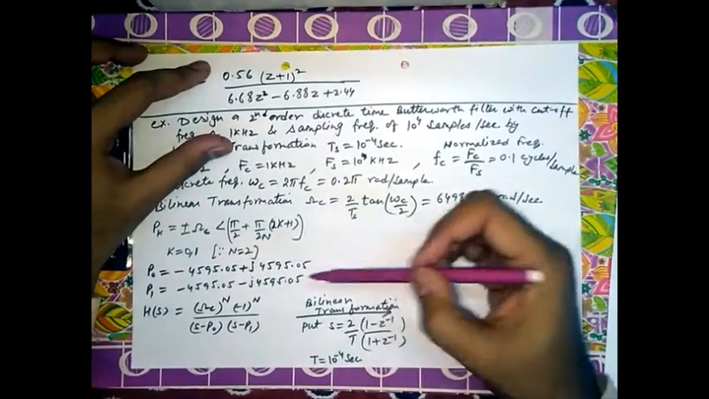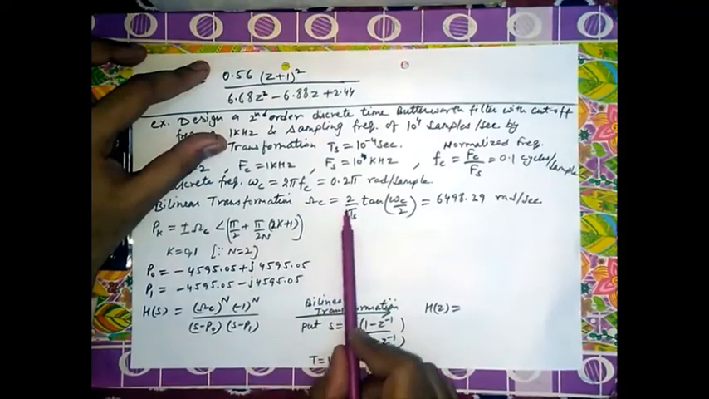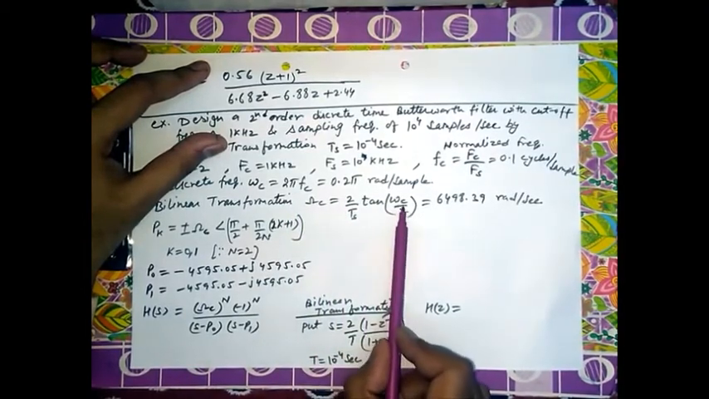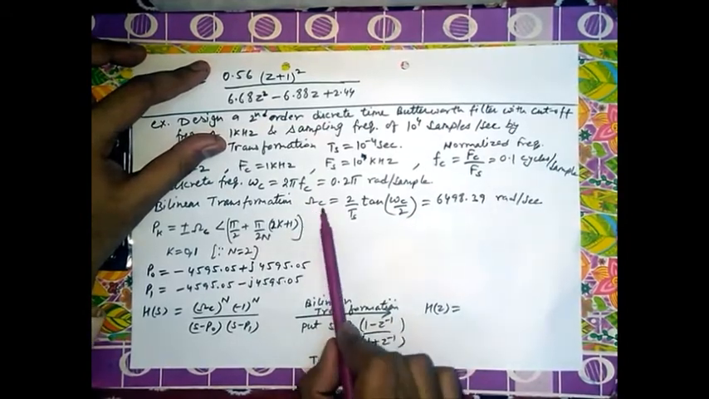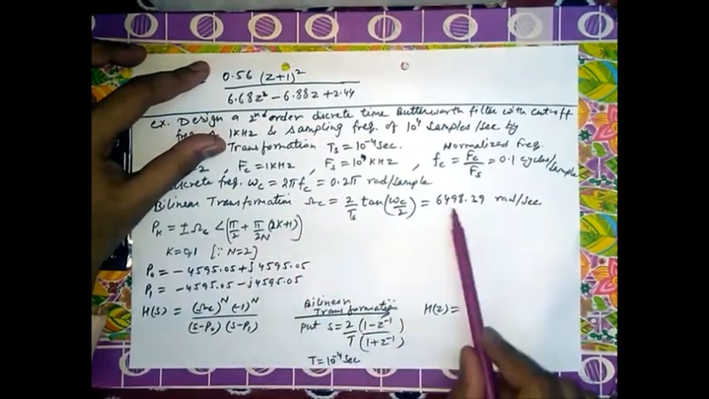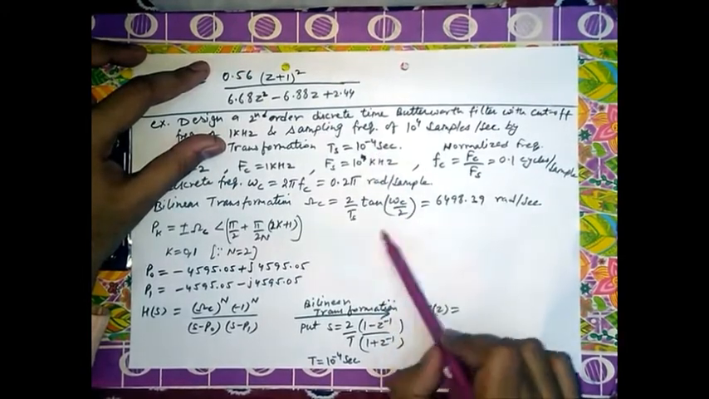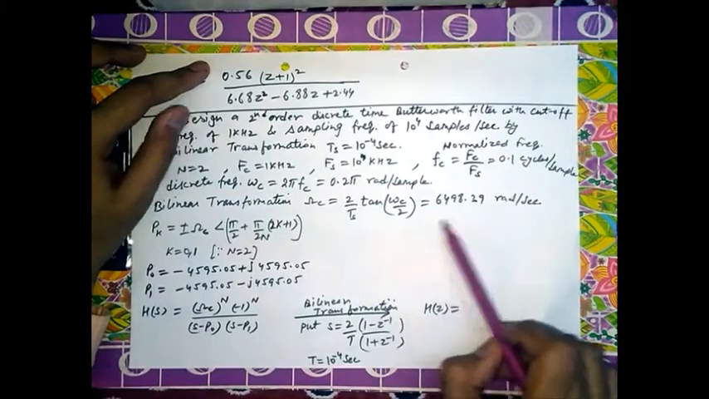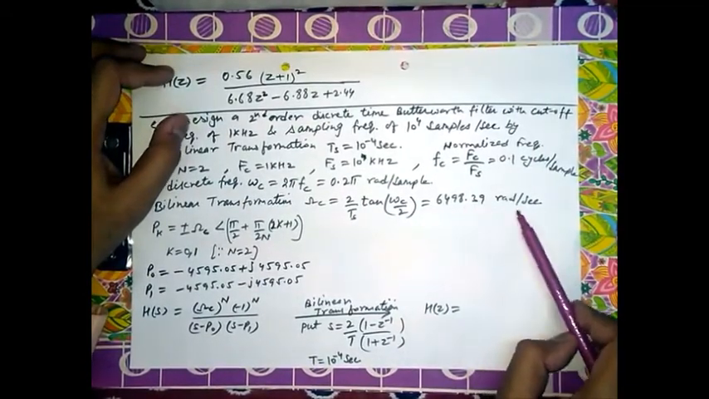Now we know omega c, the cutoff frequency. By bilinear transformation, omega c equals 2 by Ts times tan of omega c upon 2. Using this, we can find the equivalent analog cutoff frequency. Here Ts is 10⁻⁴ and omega c is 0.2 pi, and it comes out to be 6498.39 radian per second.